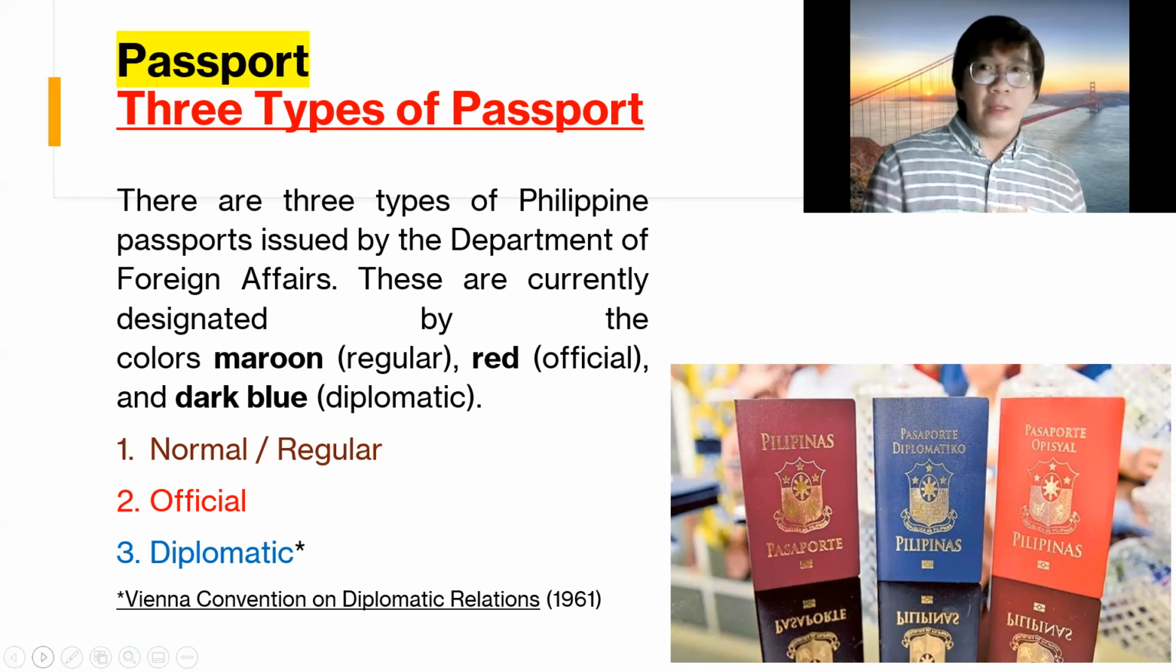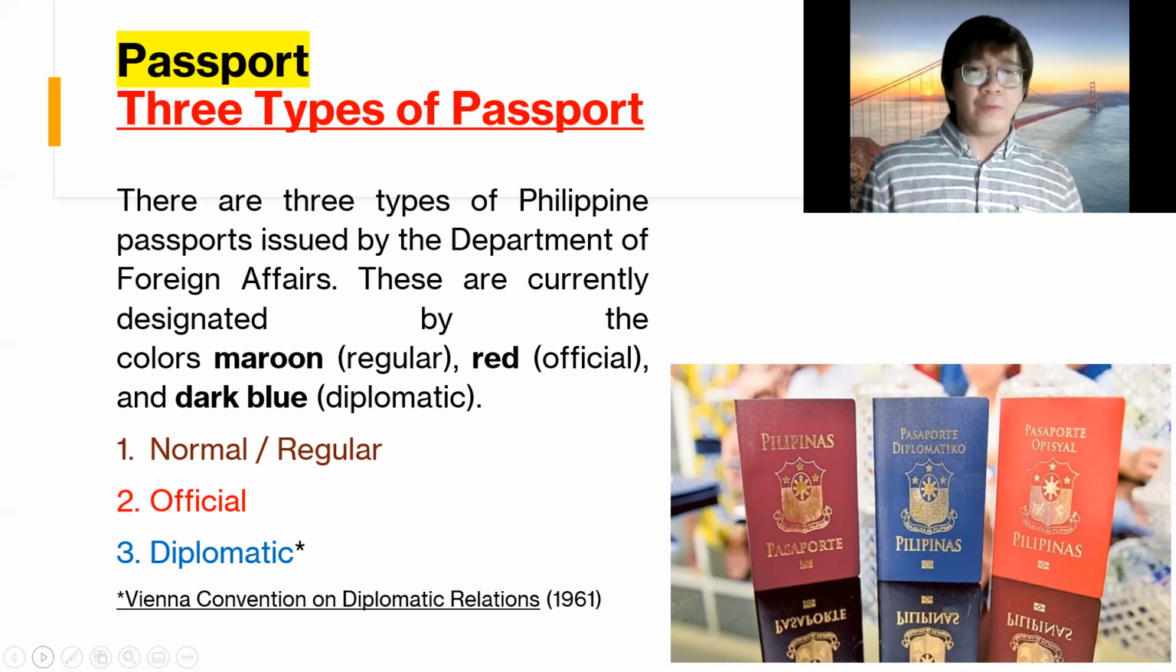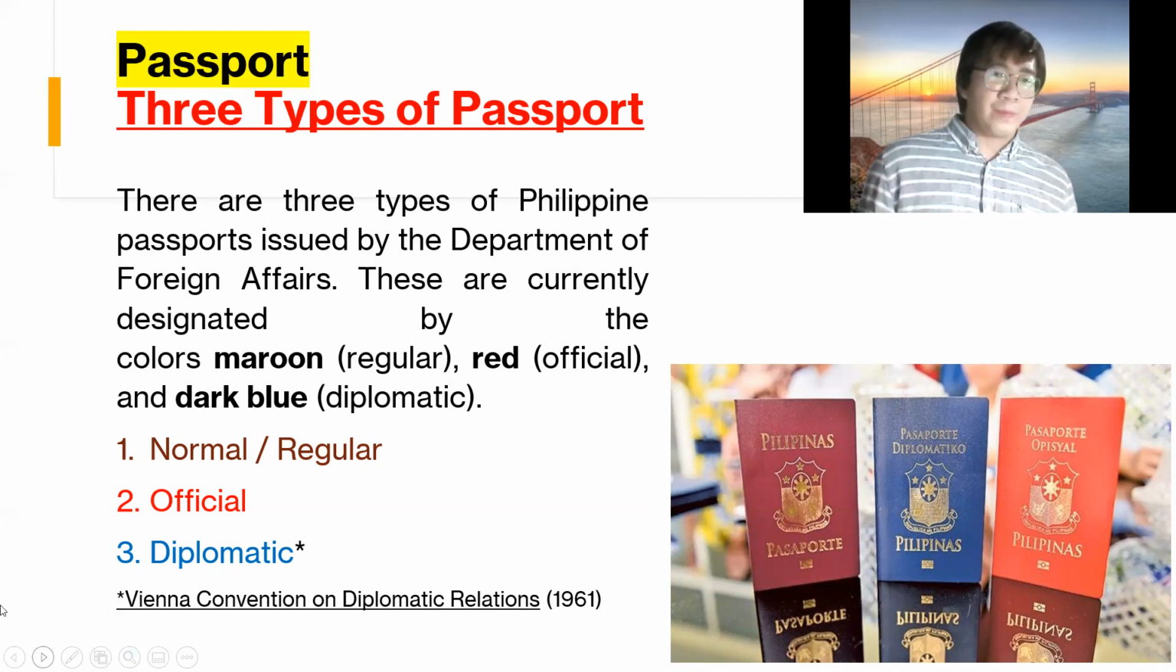For the US, they have the dark blue color. So that's the diplomatic passport. So a diplomatic passport is different from the official passport because it contains and ascertains your diplomatic immunity under the clause of the Vienna Convention for Diplomatic Relations. So there are certain special privileges to the holder of the diplomatic passports.